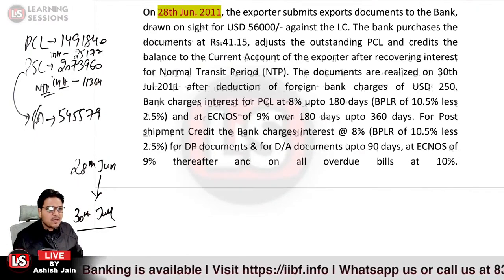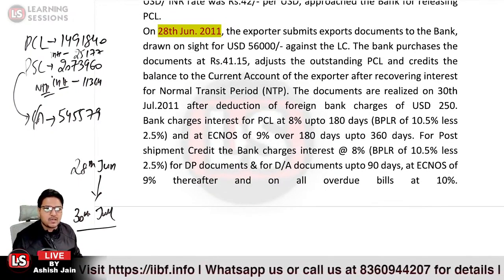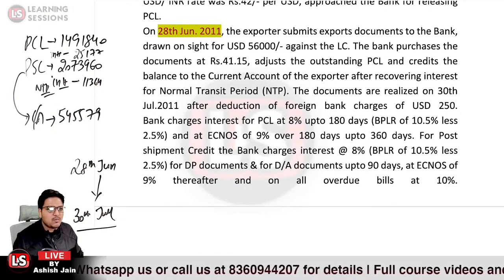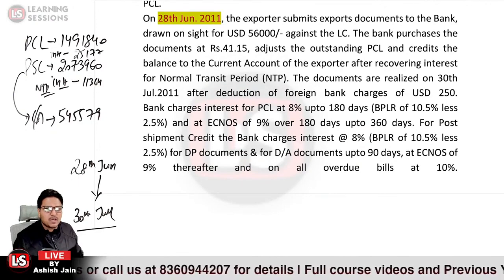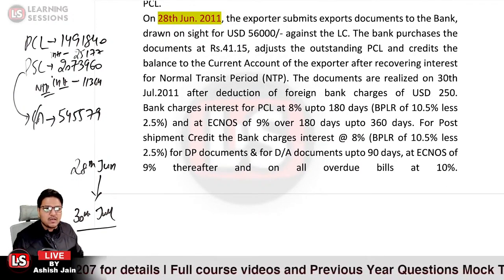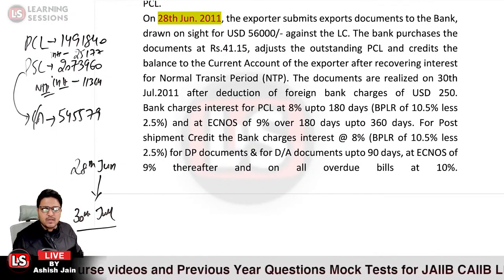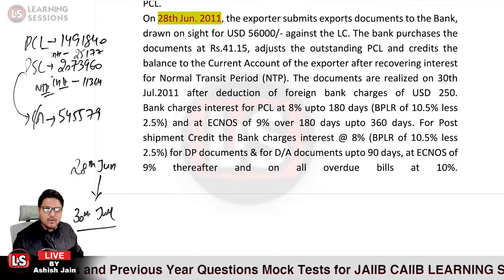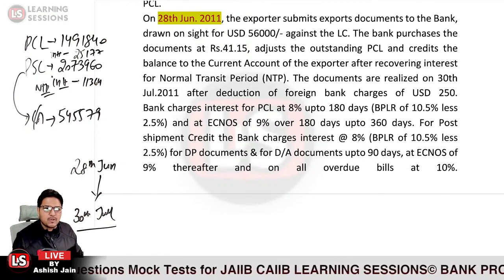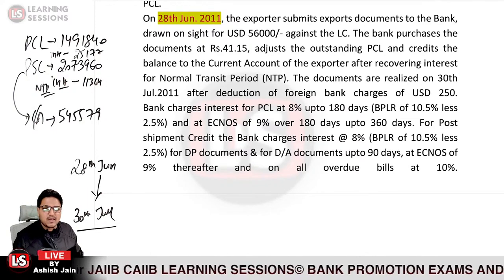In that particular case, we will be charging the overdue interest also, because after the NTP period the bill will become overdue. In that case, what interest rate would be charged? It will be 10% also. For the 25 days we will be charging at the concessional rate, that is 8% over there, and for the overdue period, that is for 7 days, we'll be charging at 10%.